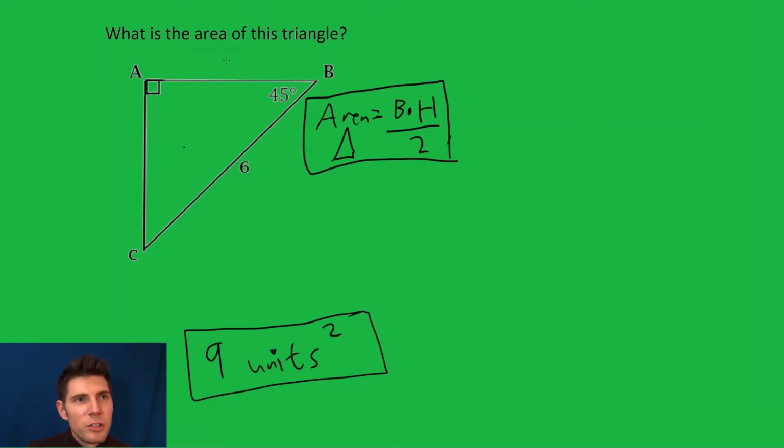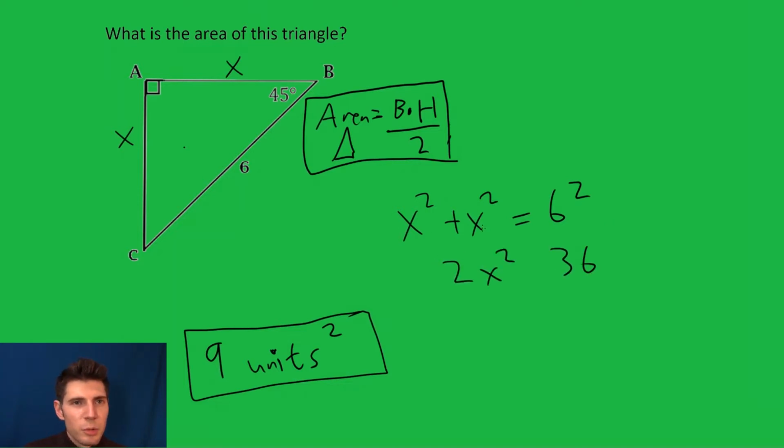So the other thing you can do is just call both these, we'll just call it x again. And for this one, you're going to do Pythagorean theorem. So we're going to say x squared plus x squared equals 6 squared. 6 squared is 36. And this would be 2x squared, because x squared plus x squared means you now have 2 of them, 2x squared.